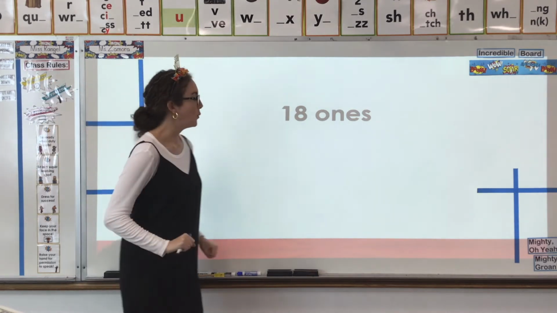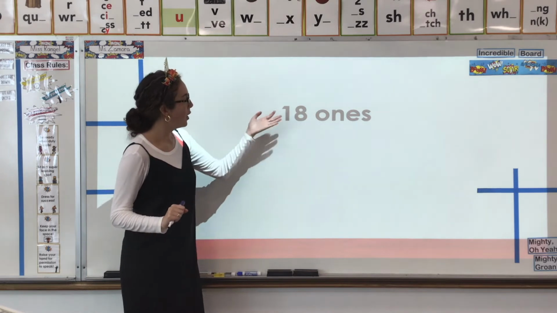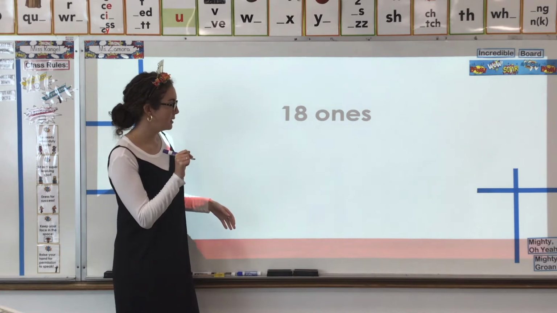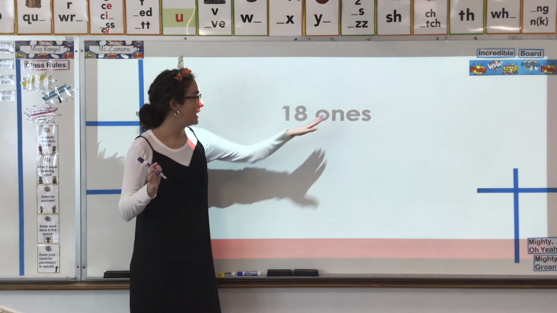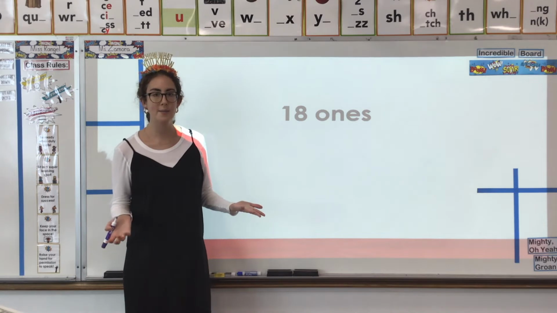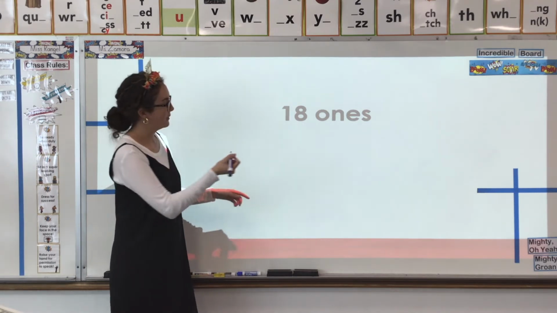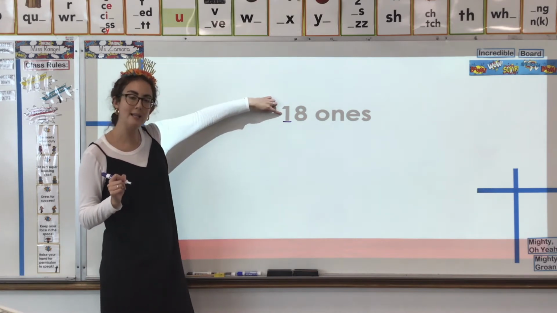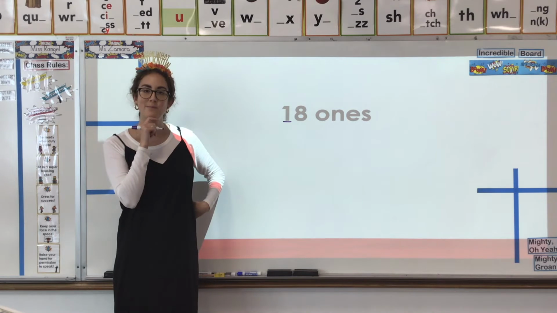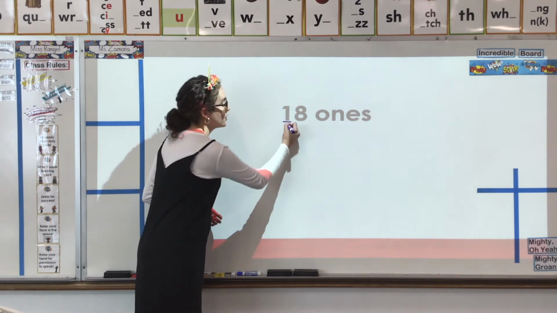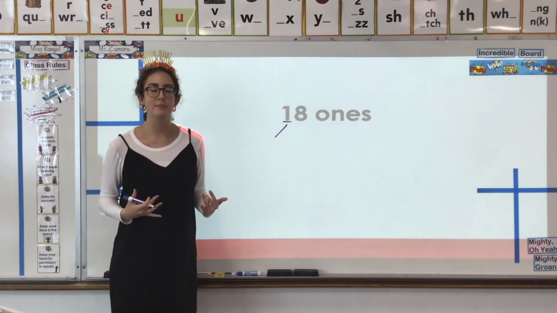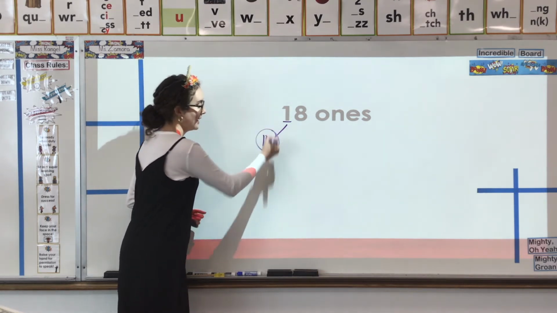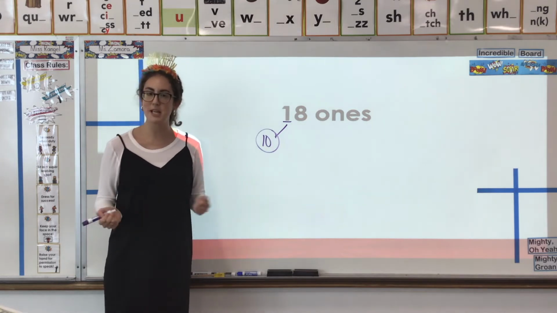So we can do that by figuring out what's the value of each digit in 18. 18 is still 18, even if it's just ones. So, 18. Look at this 1. What place is the 1 in 18? It's in the tens place. So 1 ten is worth how much? It's just worth 10. 1 ten equals 10.